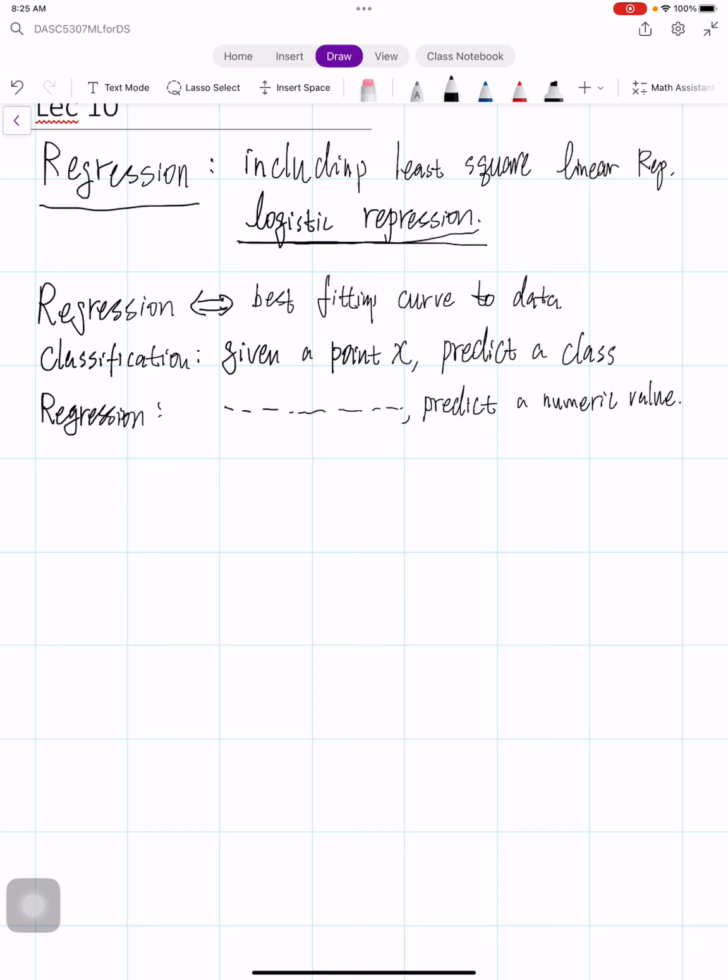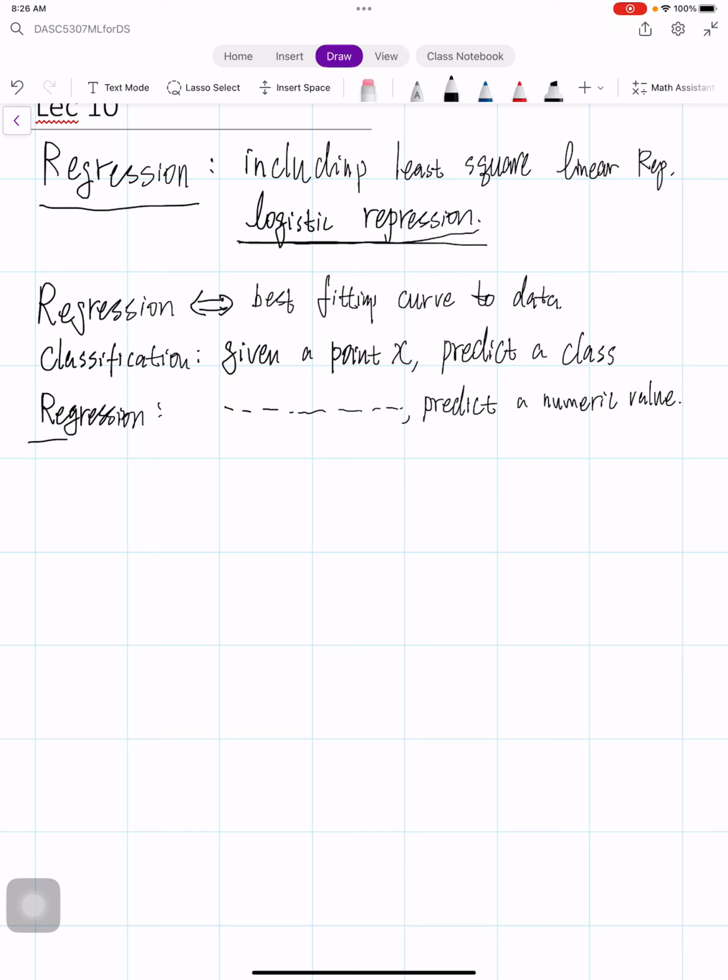a continuous scale. We have already seen an example of the regression in the Gaussian discriminant analysis, QDA. QDA and LDA not just give us a classifier, but they also give us the probability that the particular class label is correct. So you can also think about QDA and LDA as also a regression, but the response variable we want to predict is the probabilities.